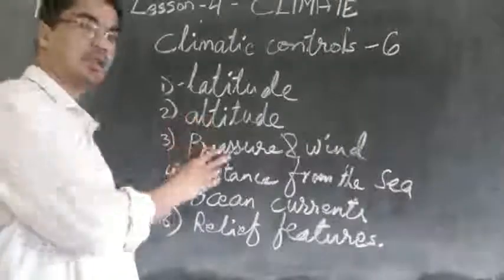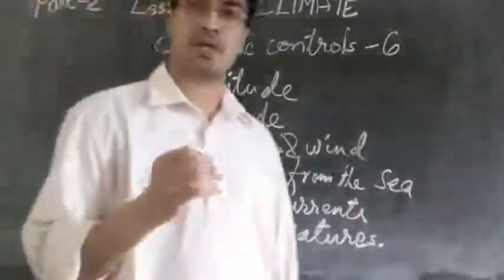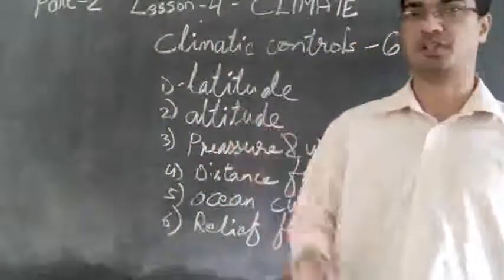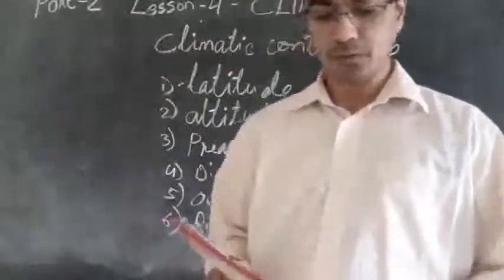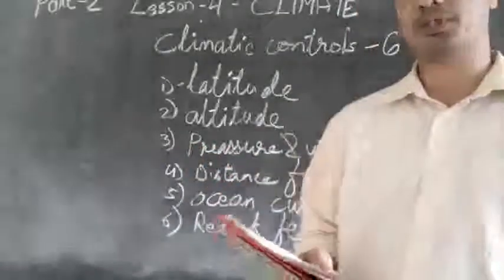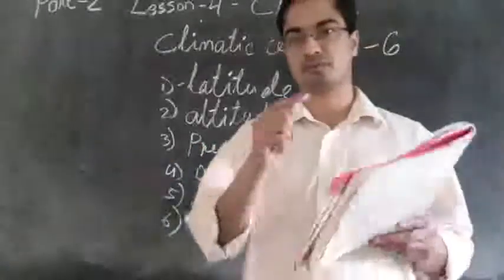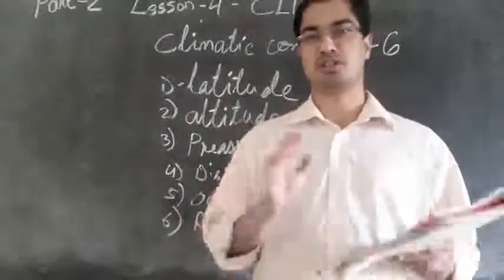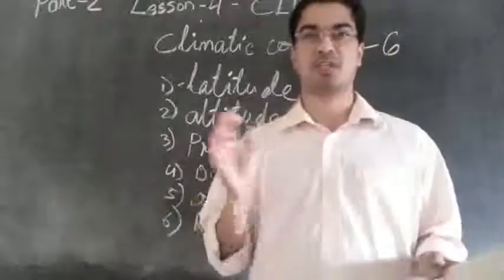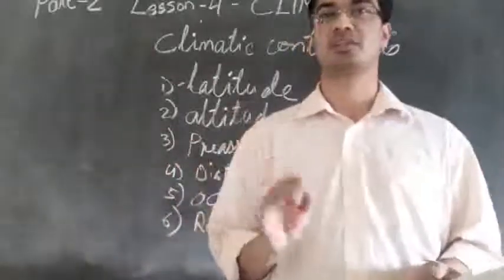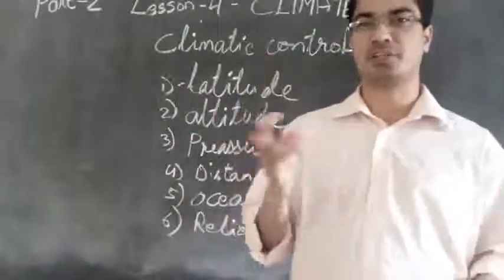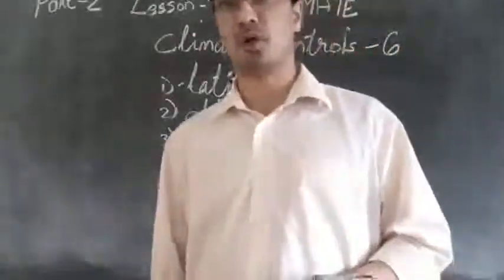So let us see about them one by one, how they are affecting the climate of a place, how they are influencing the climates. Due to the curvature of the earth, you know what is curvature? Earth is not plane, it is not straight, it is round. Therefore the curve is there. It is round in shape. We have seen the globe, no?